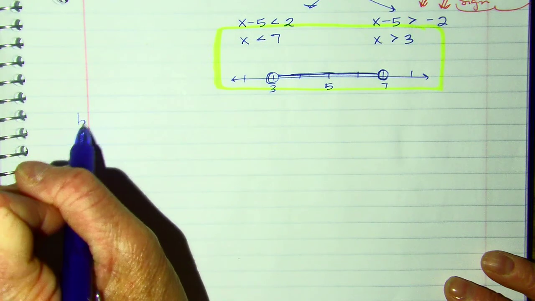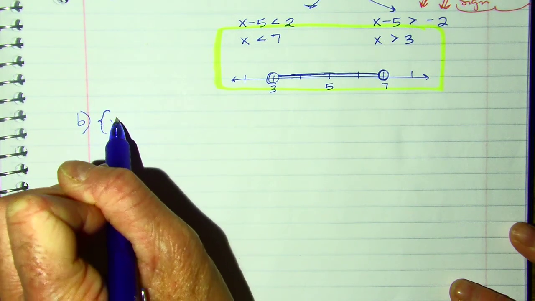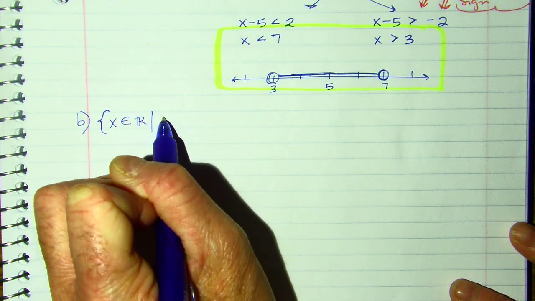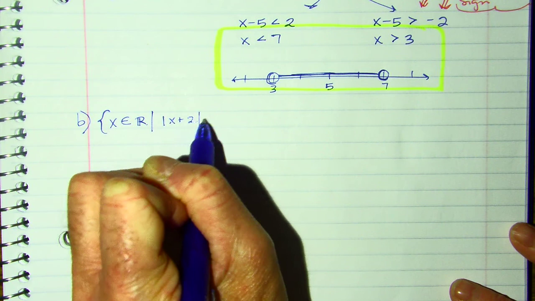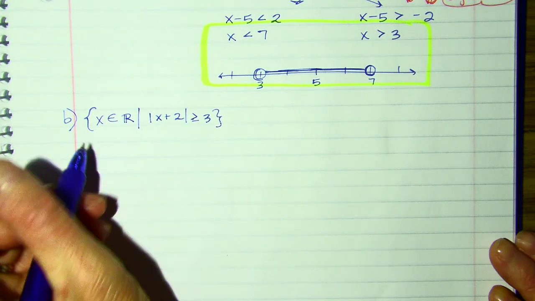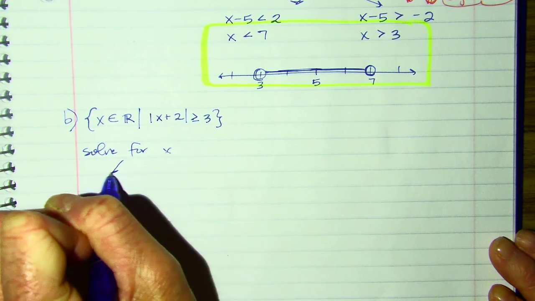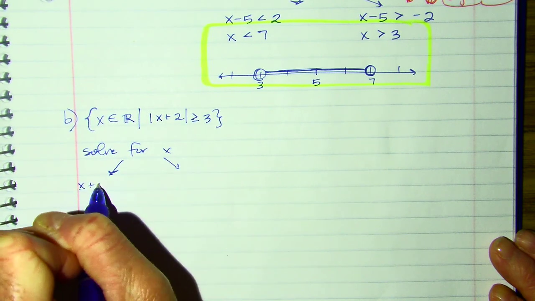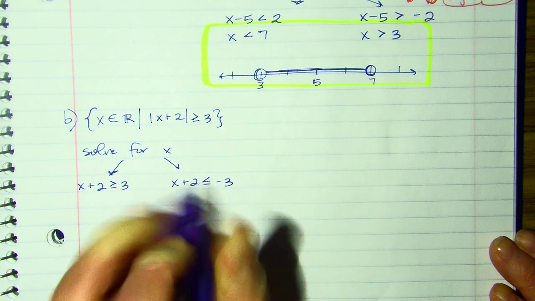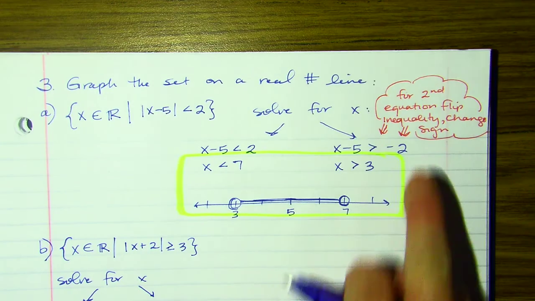So part B, graph this set on a real number line. So x is the set of all real numbers such that the absolute value of x plus 2 is greater than or equal to 3. Okay, so the first thing I have to do is solve for x. And so I've got two equations. x plus 2 is greater than or equal to 3. And x plus 2 is less than or equal to negative 3. Notice I flipped the symbol and I changed the sign, just like I told you up here.